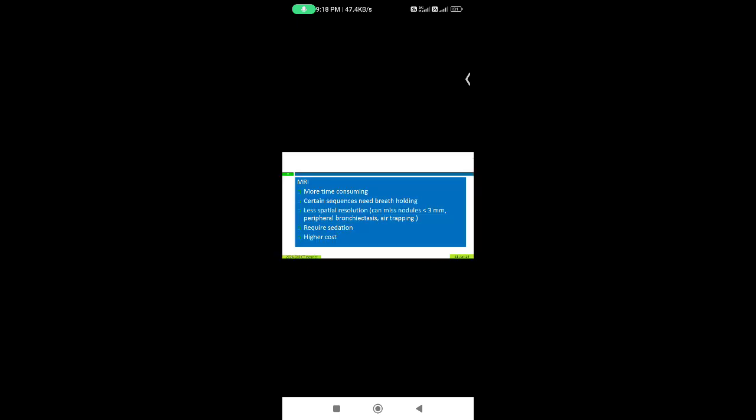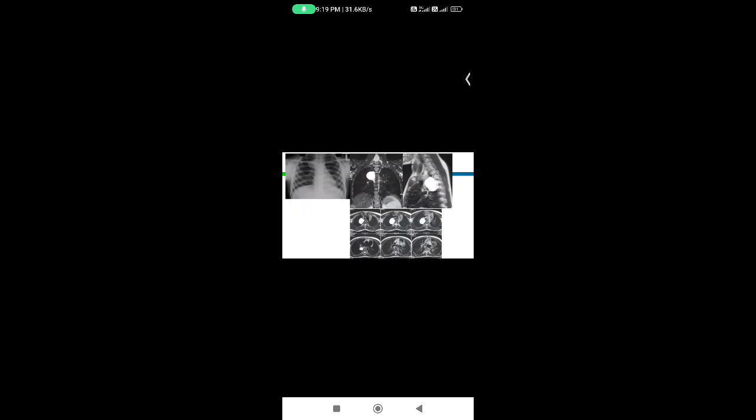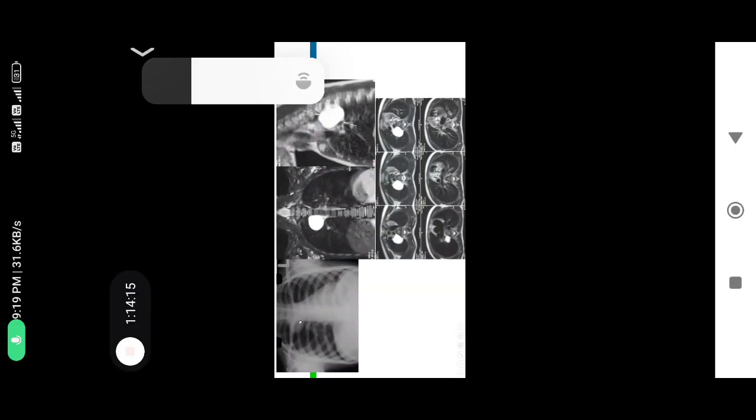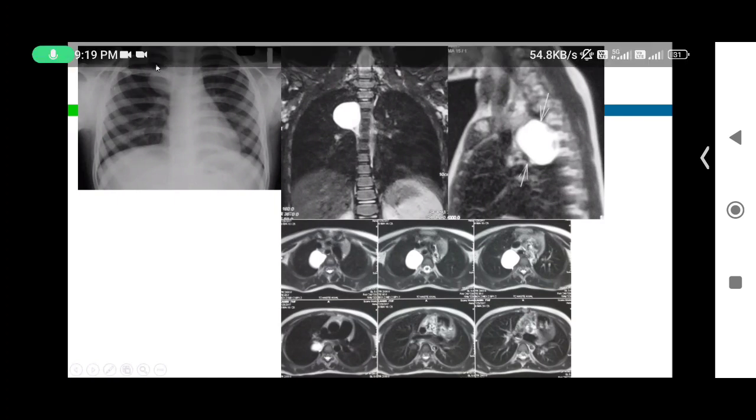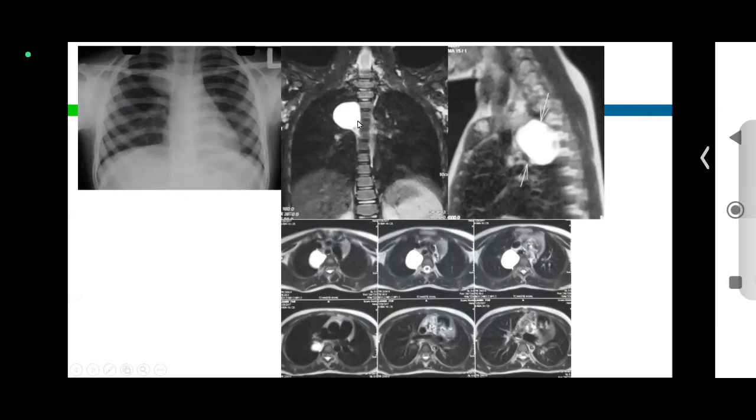MRI. We don't do MRI in children most of the time for chest conditions because it is more time consuming. It requires sedation and it needs more money from the patient. This is a child's X-ray which shows a shadow in the mediastinum jutting towards the right side, right lung. This is an MRI. Fluid appears white. This is a duplication cyst.